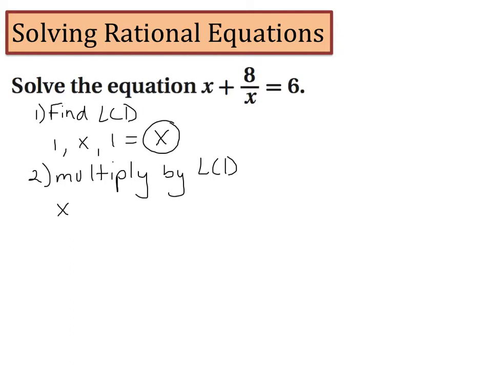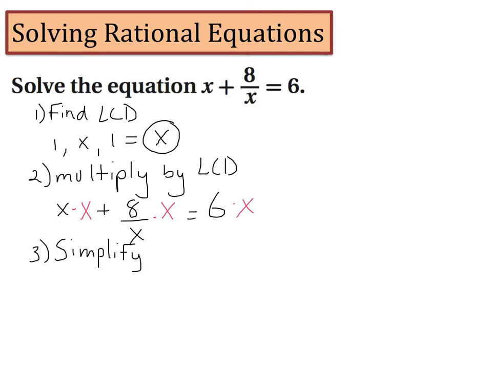So our fraction is x plus 8 over x equals 6. And I'm giving myself space just so I can multiply by the lowest common denominator. Now, when we multiply each fraction by the lowest common denominator, it takes everything out of the denominator, makes it easy to work with. So now I'm going to simplify, and I'm left with x squared plus 8 equals 6x.